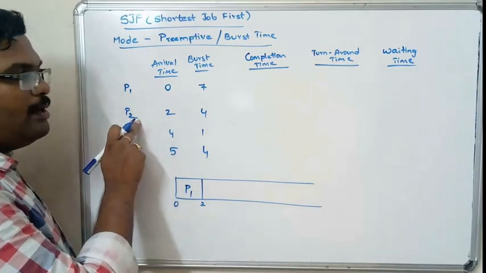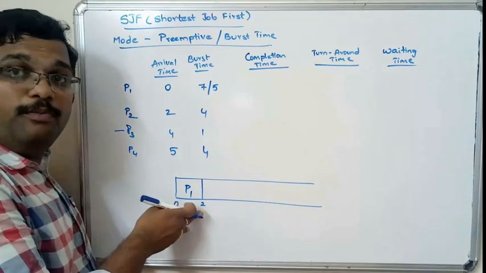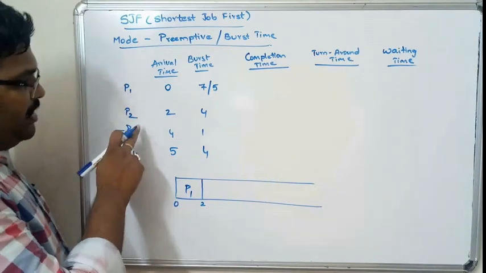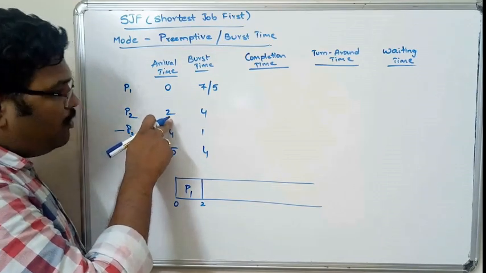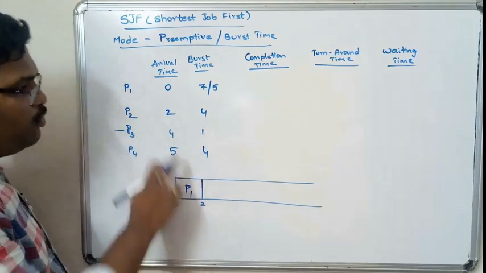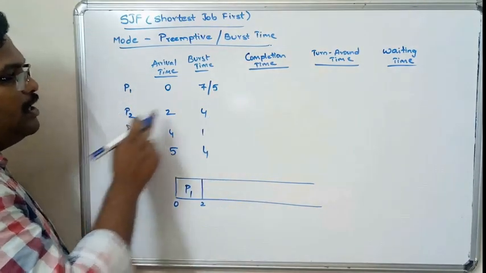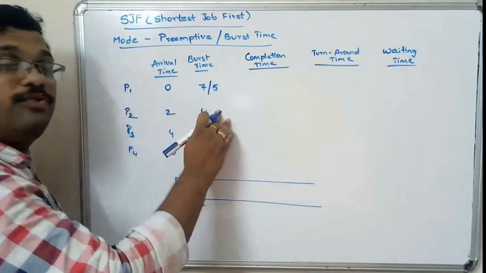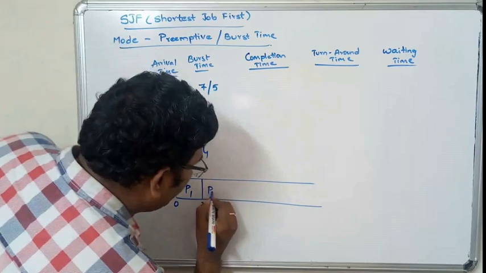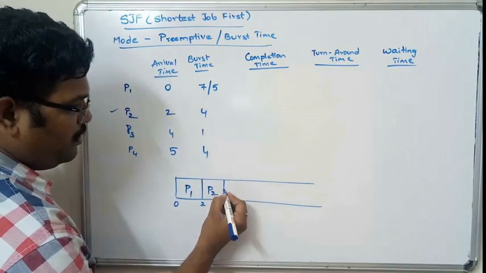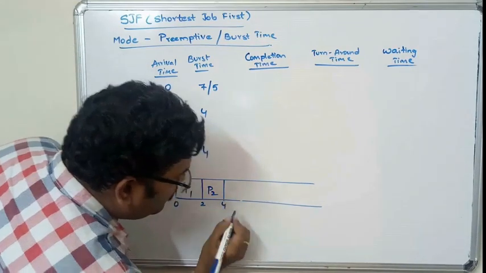At time 2, P2 arrives in the ready queue, and here 7 becomes 5 because 2 seconds have already been completed by P1. So at time 2, P1 and P2 are available in the ready queue. P1 requires 5 seconds, P2 requires 4 seconds. This one is the lowest among these two, so P2 will get executed, right? Until time 4.